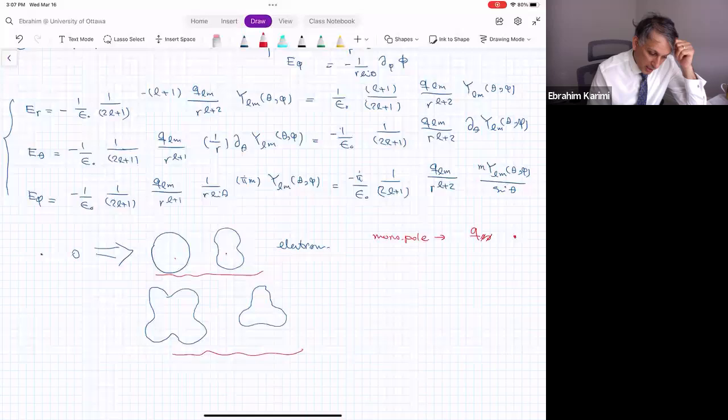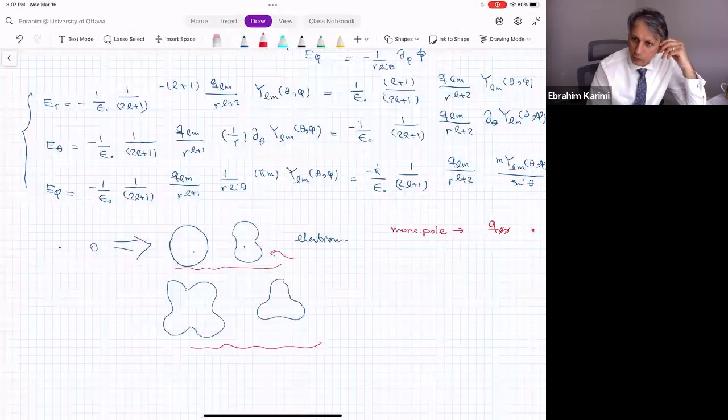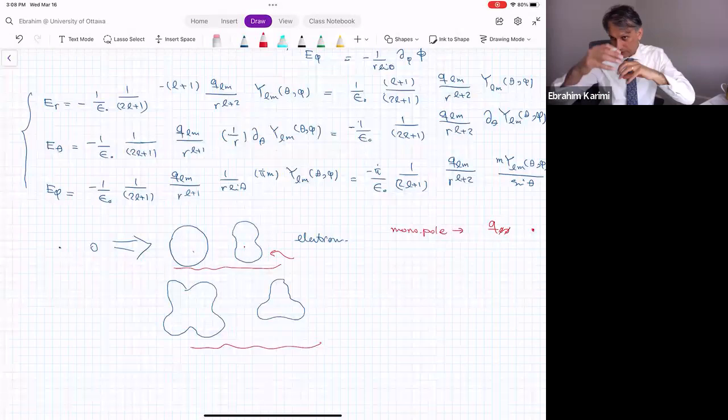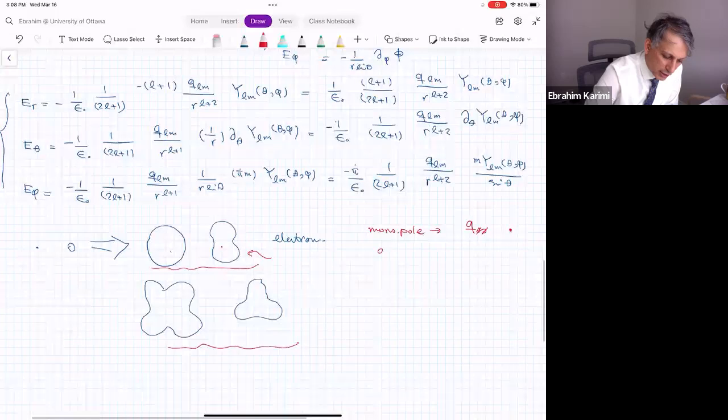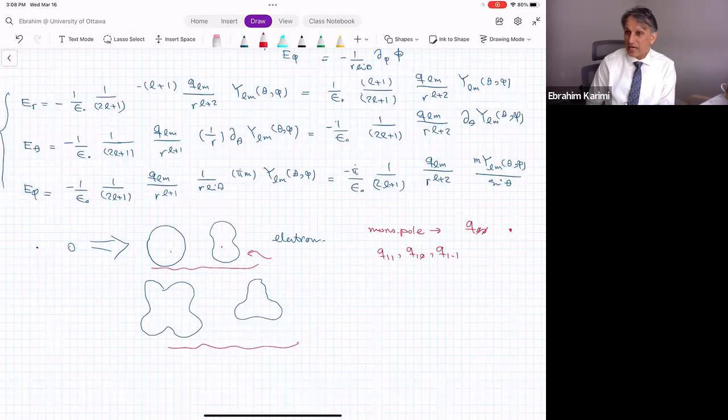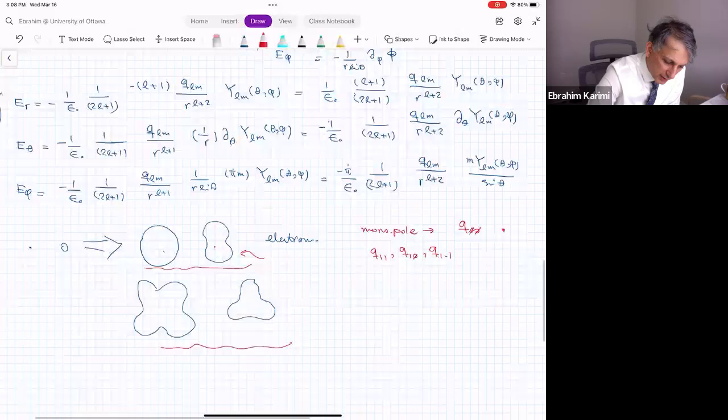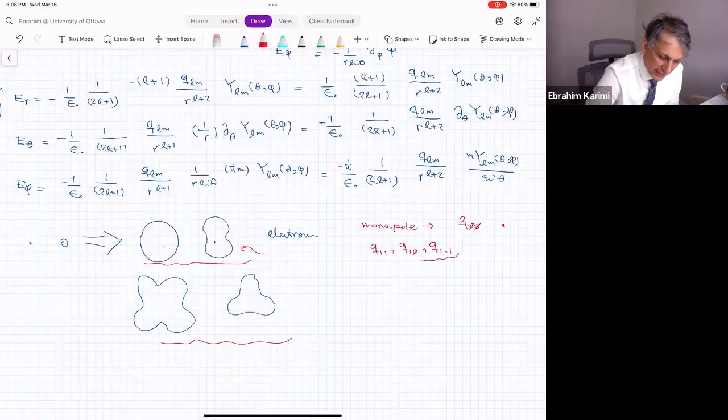However, if the electron is deformed in the second scenario, since the charge distribution is not uniform in space in a symmetrical way, then you expect that something like Q11, Q10, or Q1 minus 1 will appear in the calculation, which is a dipole contribution. Okay? So definitely then you need to look at the 1 divided by r power of 2 potential. In the previous case, you deal with 1 divided by r.